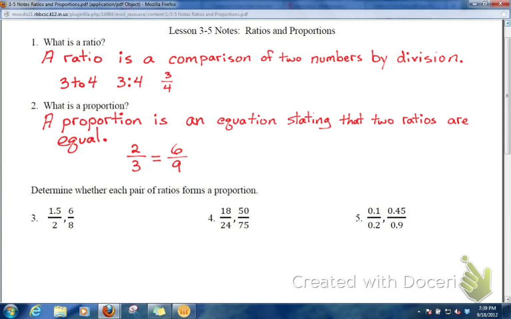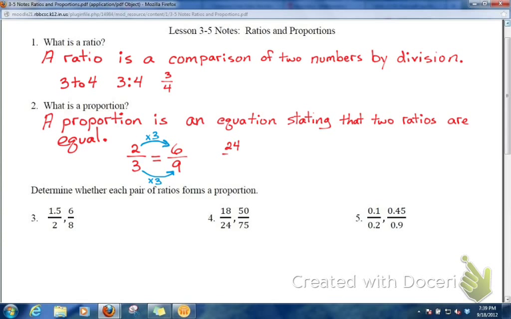And again, we know this is true because to change the 2 into a 6, you would multiply by 3. Same by changing the 3 into a 9. You're multiplying pretty much the numerator and denominator by 3. So because of this, we realize that these two fractions are equal. Means these two fractions do form a proportion.